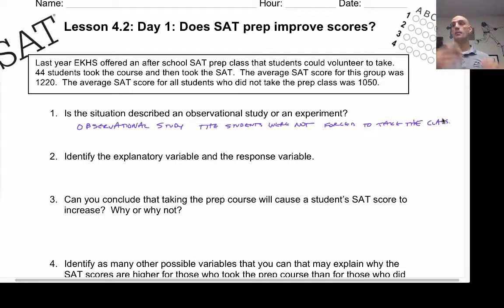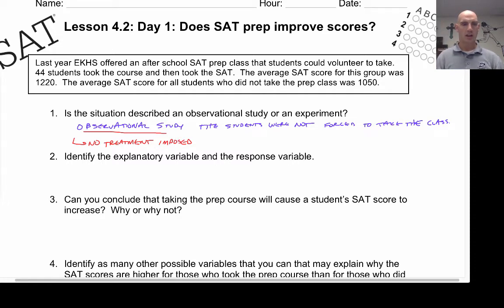So in this case, they said, hey, anybody want to take this class? So that opens us up to a couple of different things that could happen. But as we look at this, the important note here is in an observational study, there is no treatment. Okay, so no treatment imposed. What does that mean? Well, the treatments are the things you're doing to people that you're measuring how they respond.